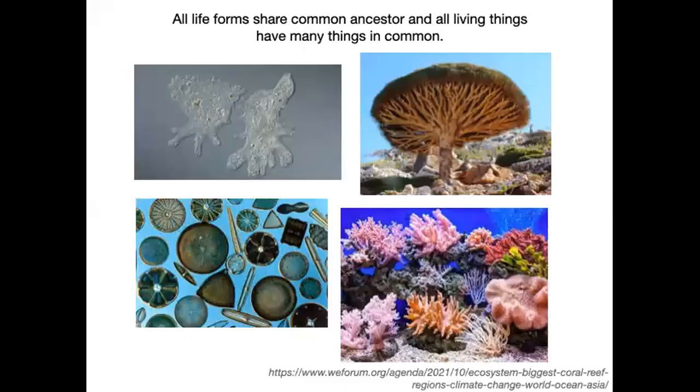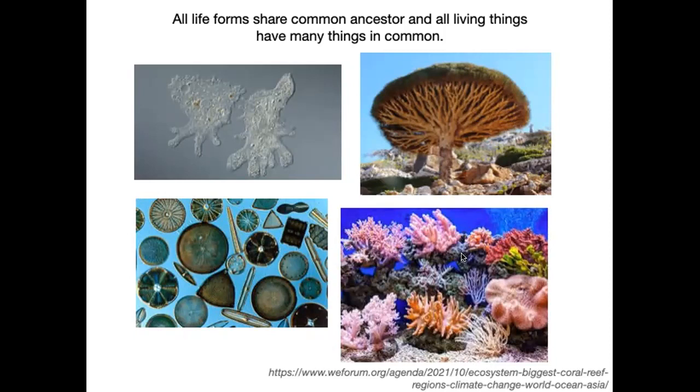All life forms, we have established in our lesson on phylogenetics, share a common ancestor, and all living things have many things in common. Be it an amoeba right here, the dragon's blood, an umbrella-shaped tree with a red sap that is used as a paint and a varnish. This is one of the most notable plants, I think, in Madagascar, if I'm not mistaken. And of course, one of my favorite organisms, the diatoms. They come in many shapes. They are really interesting if you view them under the microscope. And even corals. Corals look like plants, but they're actually animals.